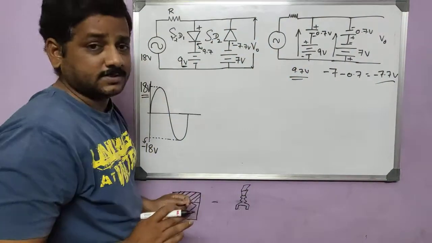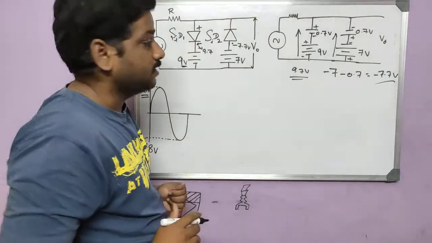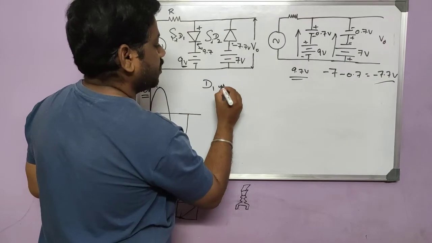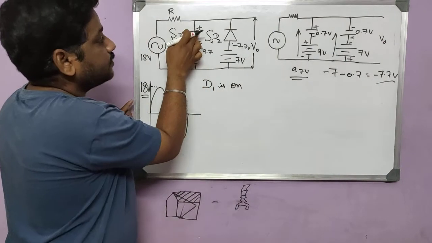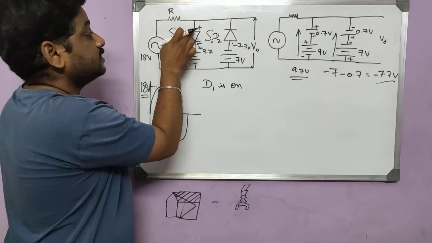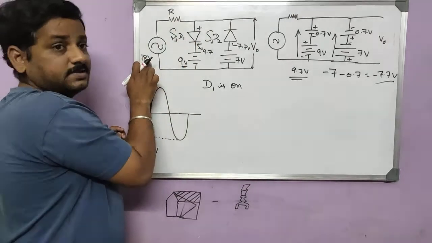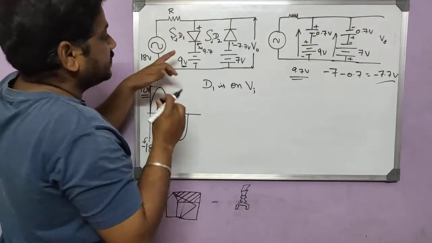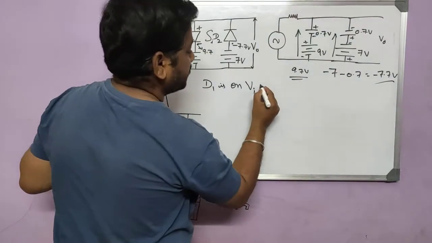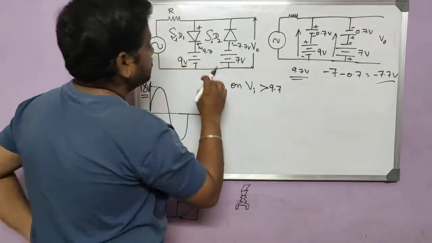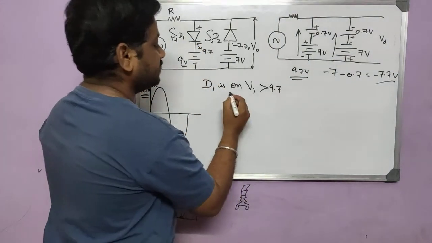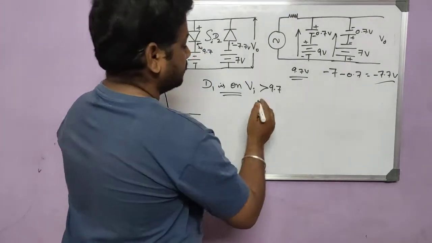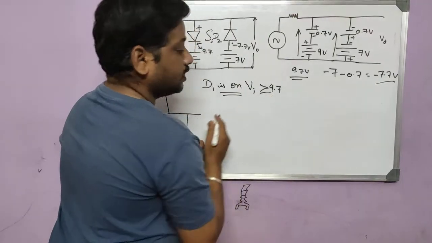So there are two conditions now. First let me write the condition for diode 1. Diode 1 will conduct, it is going to be on, if the anode is greater than this. And what is the anode? The input is given to the anode, so I can say input V in. If the input is greater than 9.7, at that condition this diode will be on. D1 is on if V in is greater than 9.7. That's the point. When it is on, you can also write it as equal.